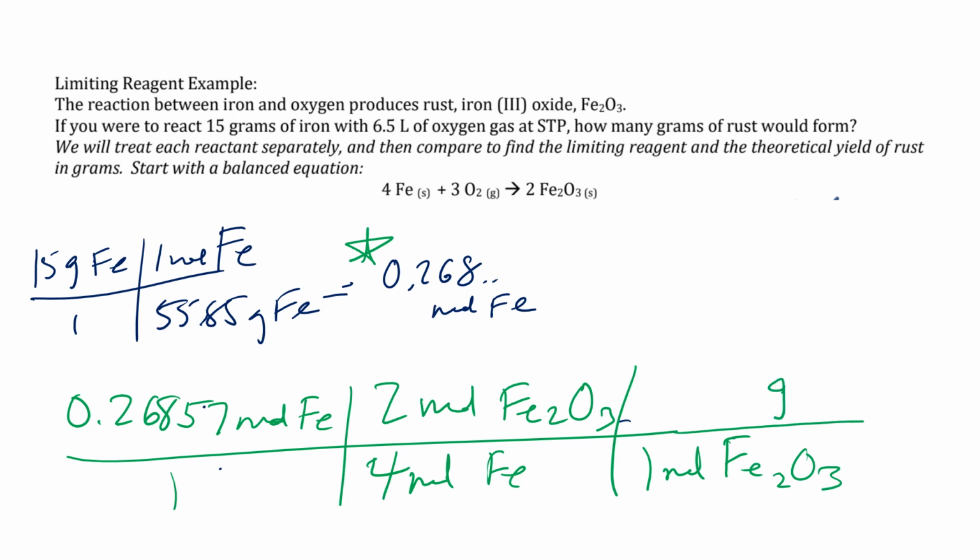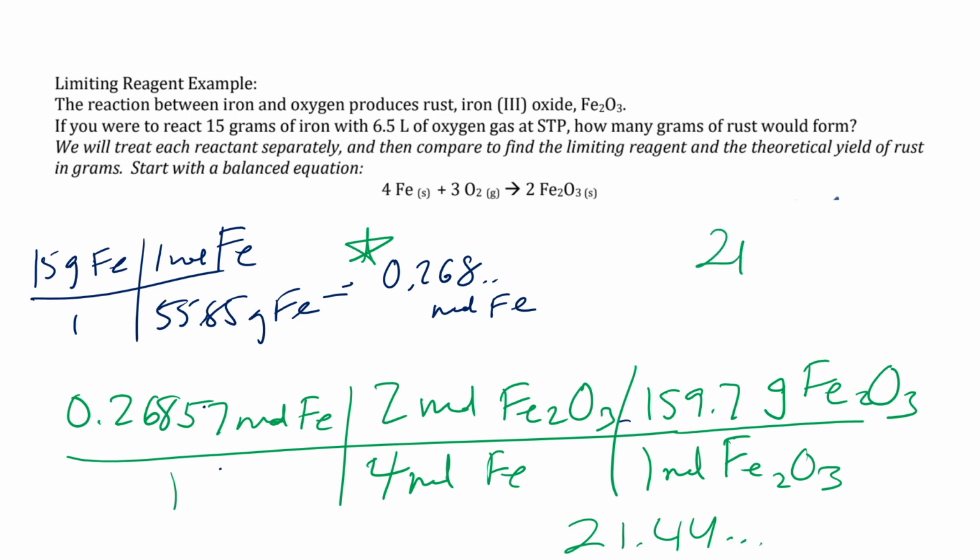On the top will be grams of iron 3 oxide. 55.85 times 2 plus 3 times 16, 159.7 for that. So 0.26857 times 2 times 159.7 divided by 4 would give me 21.44. So then my final answer is going to be 21 grams of Fe2O3.